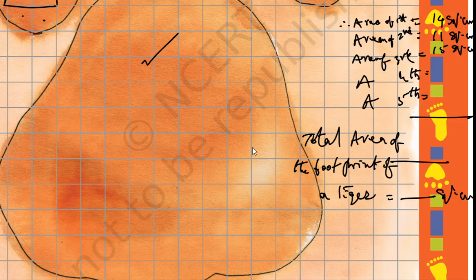So okay students, like that we can find the area of the footprints of animals. That means irregular shapes. This comes under the irregular shapes.